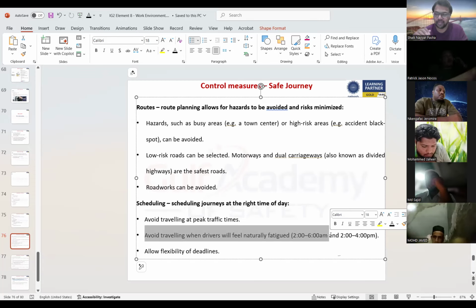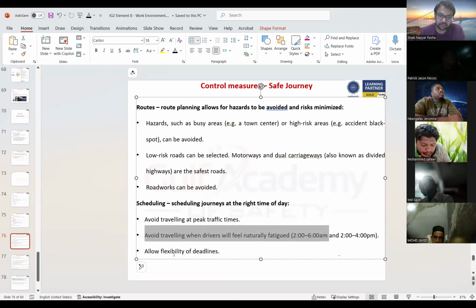Avoid traveling when you feel naturally fatigued. Early morning, 2 a.m. to 6 a.m., is the time when humans feel naturally fatigued, because you feel a lot of dizziness and you'll be sleeping. Or in the afternoon after lunch. If you have your lunch and you start driving your vehicle, it is very difficult to concentrate. Why? Because you feel dizzy and you feel like sleeping. So avoid driving in this.